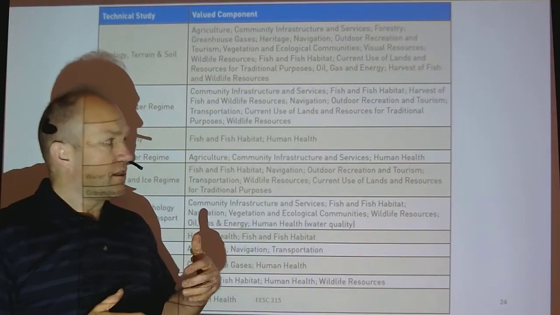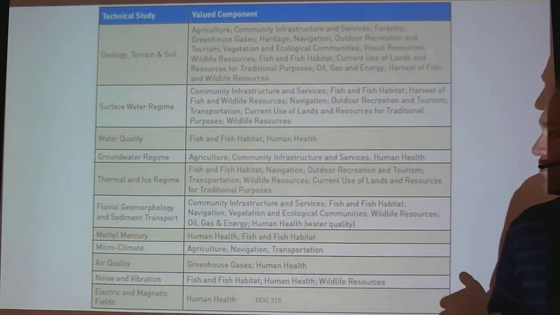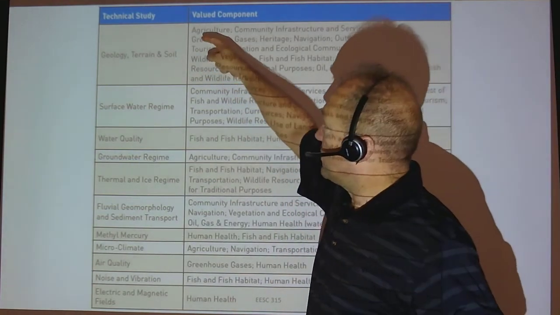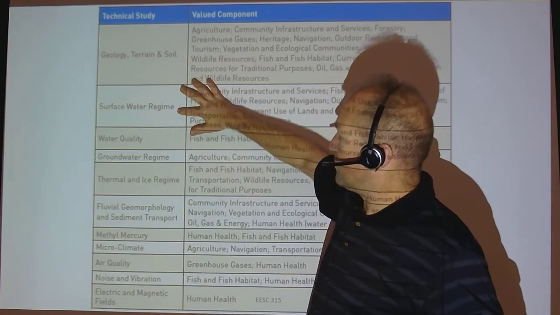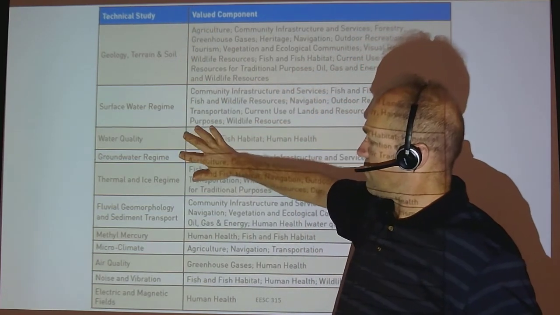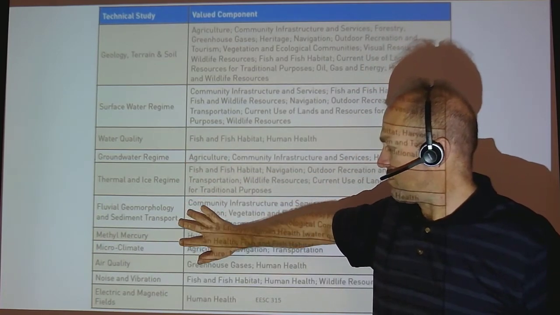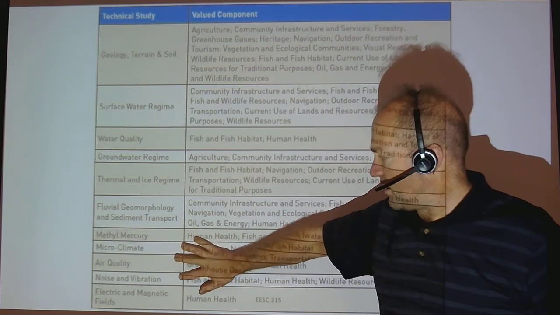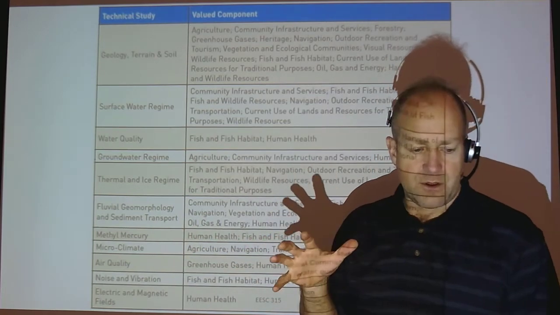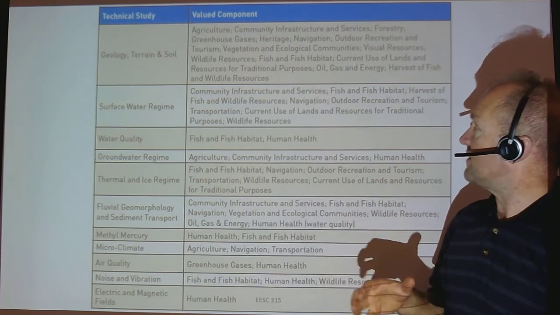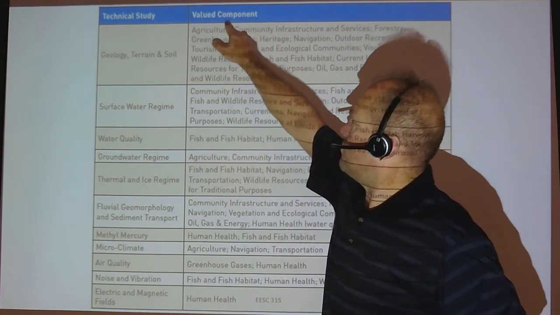So as you're looking through the executive summary, have a look at all the different components that were assessed. They're called technical studies in the EIS. So geology, terrain and soil, surface water regime, water quality, groundwater, thermal and ice, fluvial geomorphology, methylmercury, microclimate, air quality, noise and vibration. There are actually quite a few more than this, but this is just how the EIS is compartmentalized. And within each of these technical studies, there are valued components.